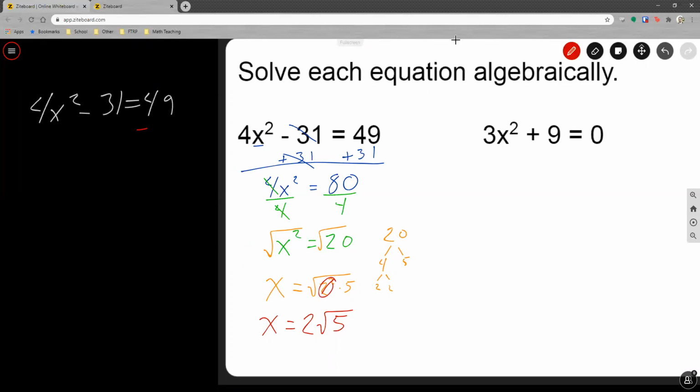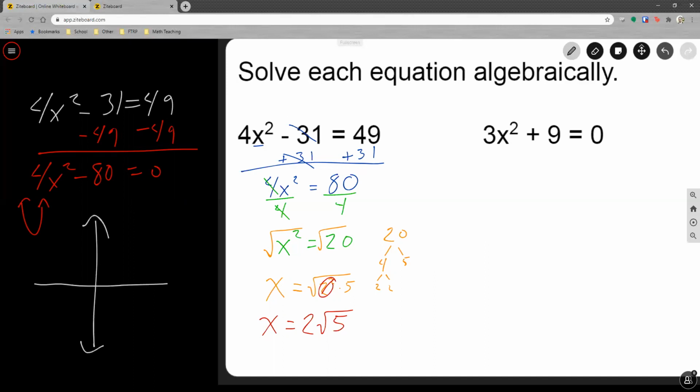What I mean by this, if I subtracted 49 instead of added 31, I would have 4x squared minus 80 equals 0. Well, this is in standard form now. The 4 means it's pointed up. The negative 80 is my y-intercept. So just a sketch of my graph would look like this. Way down here is negative 80 for my y-intercept, 0, negative 80. And my graph would be very steep because it's been multiplied by 4, so it's been stretched out.